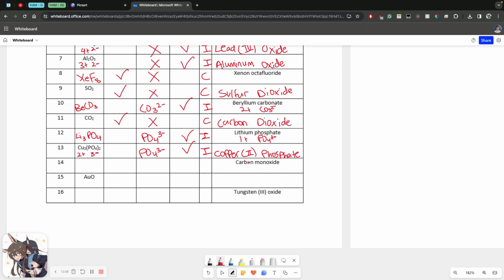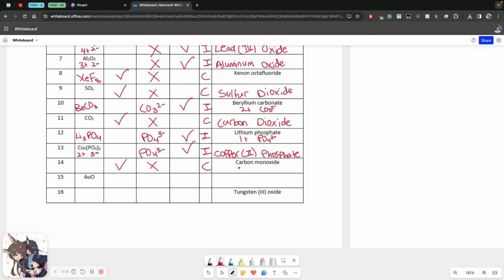Question 14 asks about carbon monoxide. We know that's carbon, a nonmetal, so we give the little checkbox here. Monoxide, the root word of that is oxide, which means oxygen. There's no polyatomic ion here. And because of the nonmetal bonding, we know that it is covalent, represented by that C.